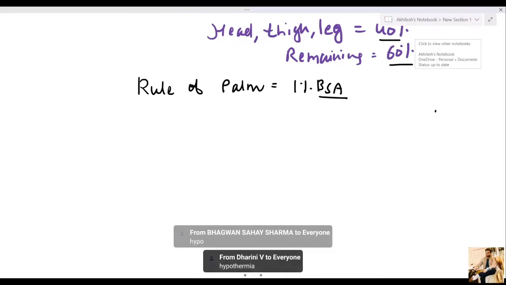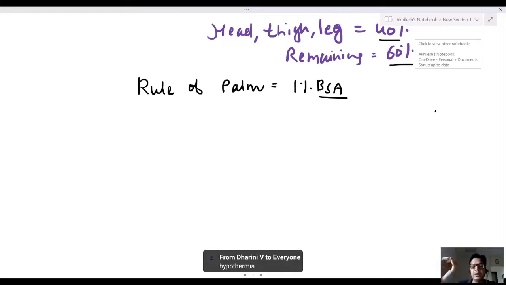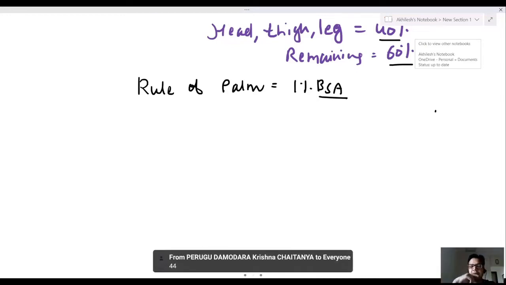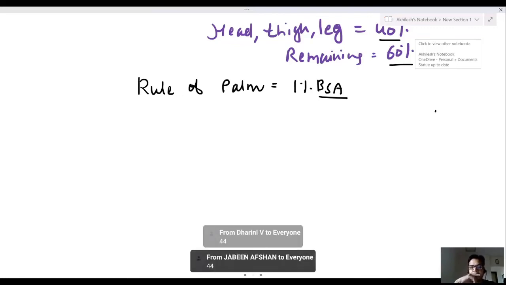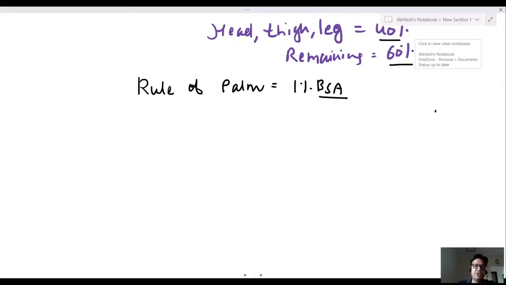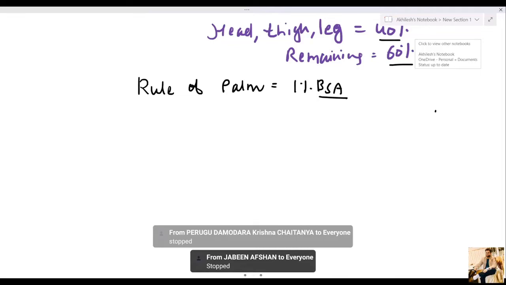In burn, the feeling of the symptom comes when the temperature is around or more than 44 degrees centigrade. Heat stroke is seen when temperature goes beyond 41 degrees centigrade. In heat stroke, sweating is stopped.